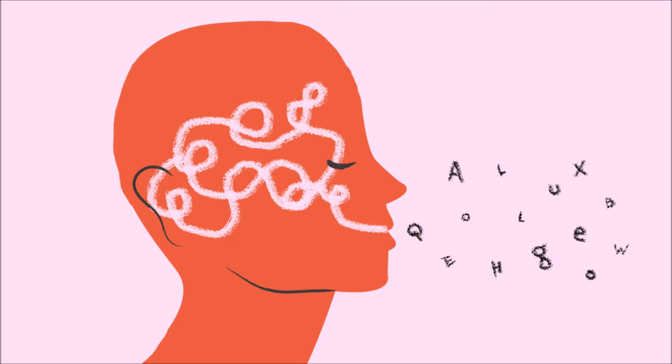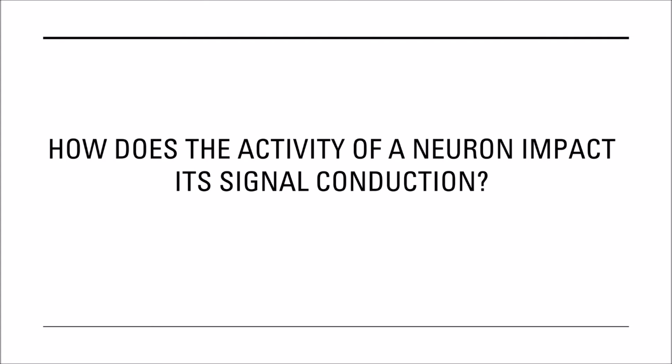But have you ever wondered, what changes occur in your brain when you learn a new skill like this? If you were to take a snapshot of your brain before and after you learn the skill, what would look different? The particular research question I was interested in answering was, how does the activity of a neuron, a cell that transmits information from place to place in the body, impact its signal conduction? How well and how quickly is it able to send that information?